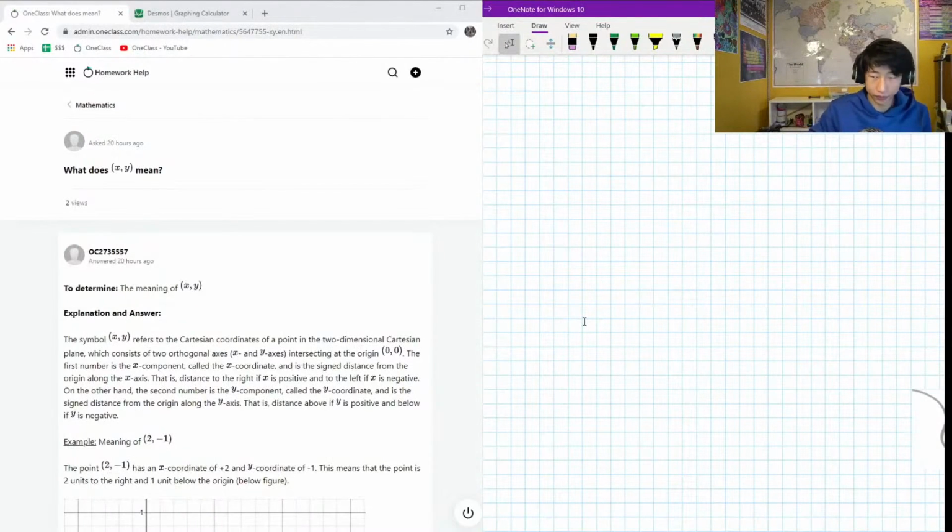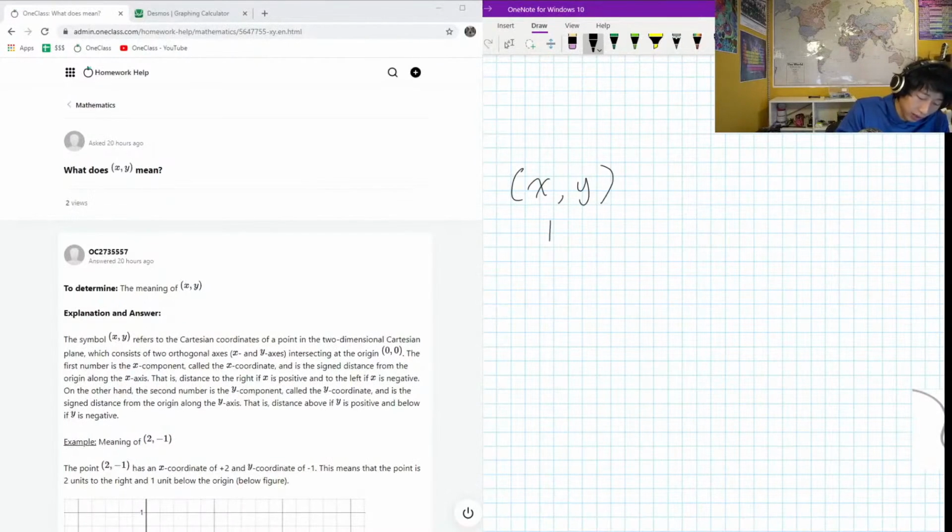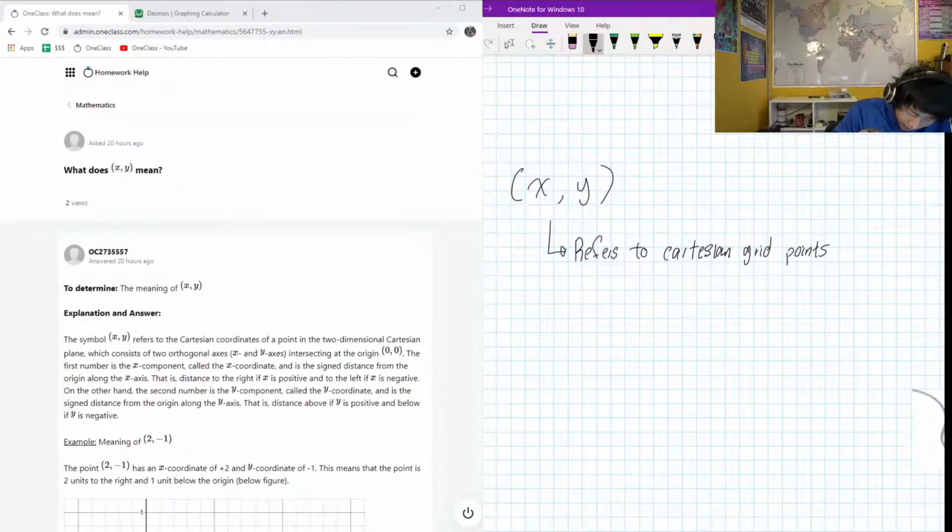Okay, so here we have our next question on the menu today, and it is asking us, what does (x, y) in brackets mean? Okay, so typically x comma y refers to Cartesian grid points. Okay, I think I might have a Cartesian grid.